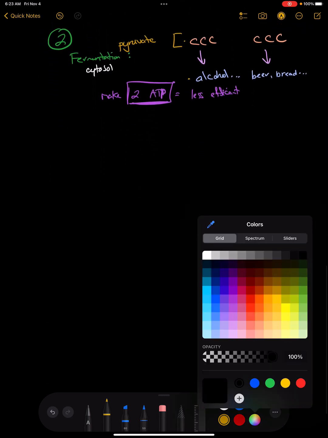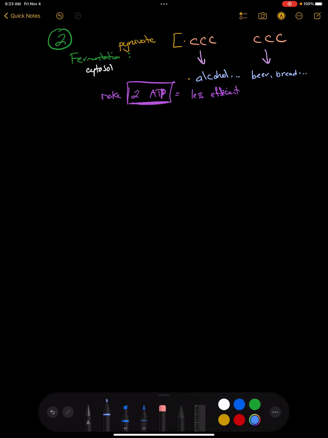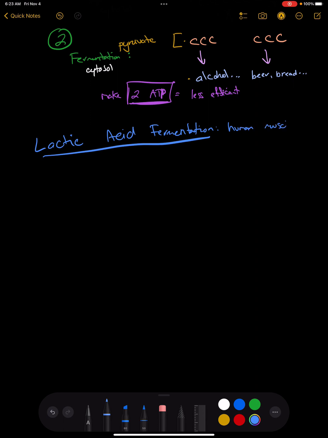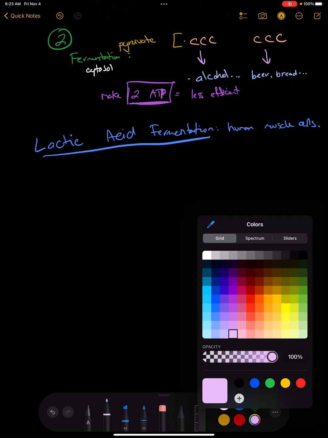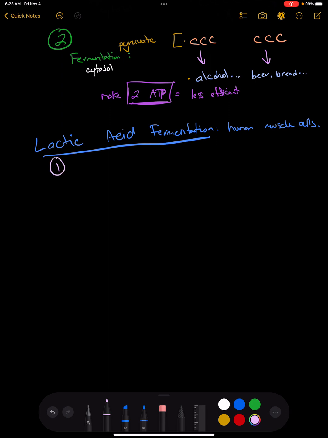All right, let's talk about our next process then. Next process is called lactic acid fermentation. In my lactic acid fermentation, this is going to happen in human muscle cells, okay? So let's start the process as we always do. Let's start with glycolysis.